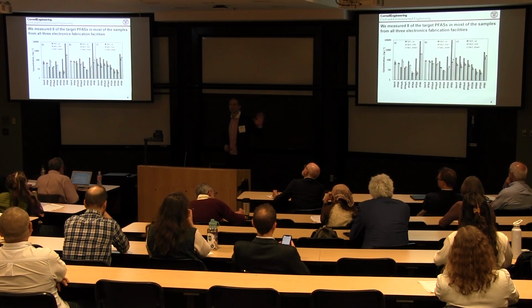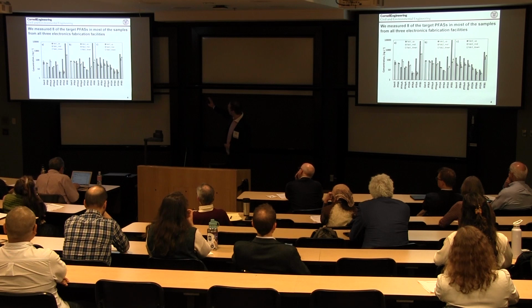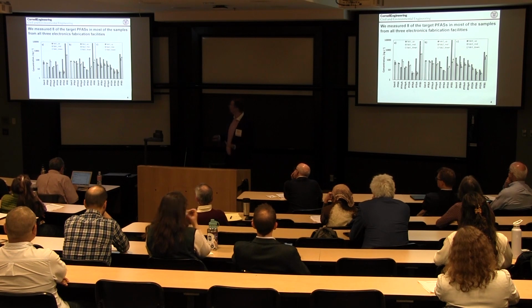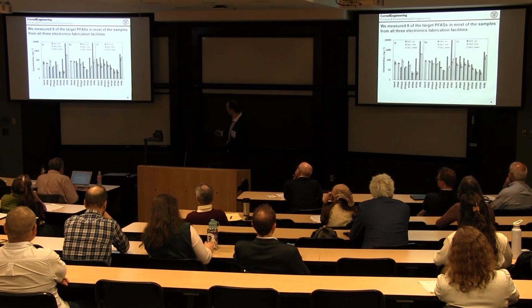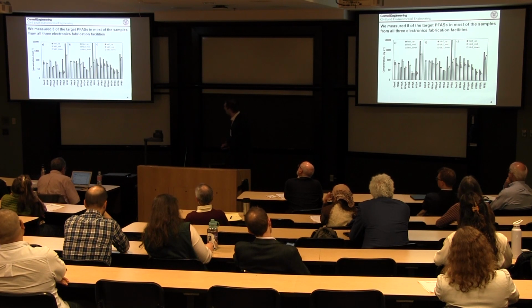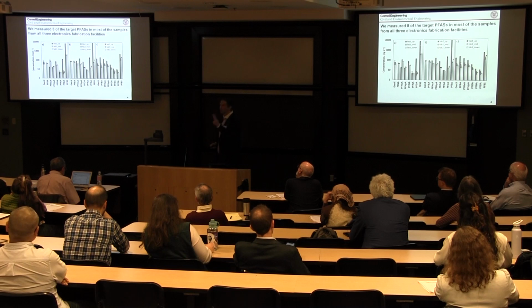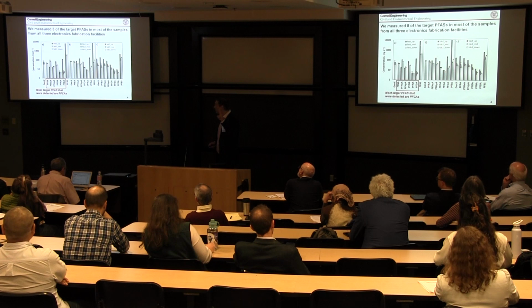This is the data. There were 25 target PFAS. We found 8 of those 25 target PFAS in most of the samples from all 3 fabs, A, B, and C. Those 8 PFAS are listed along the x-axis, concentration on a log scale, on the y-axis, nanograms per liter. Two points that I want to make about this data.